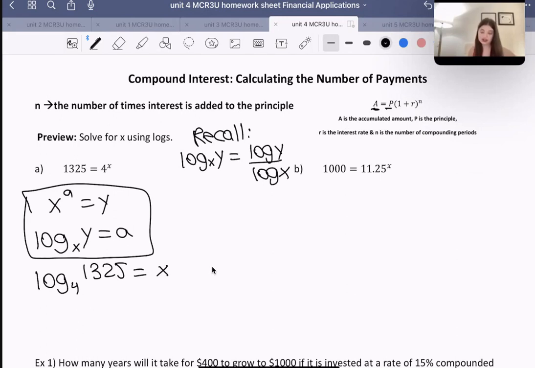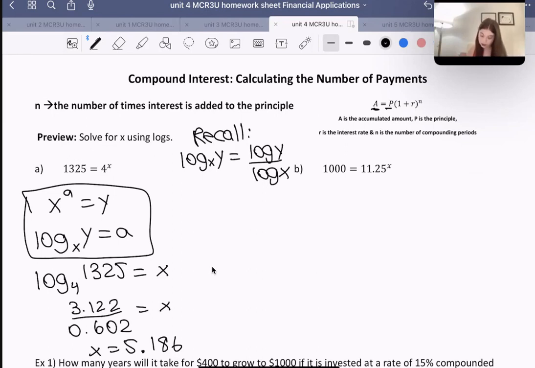So we can actually just type this into our calculator. If you have a scientific calculator, I want you to type in log 1,325, which is going to be about 3.122, over log 4, which is 0.602, equals x. So therefore, x is equal to, well, let's see what that is, 3.122 divided by 0.602 is equal to 5.186.